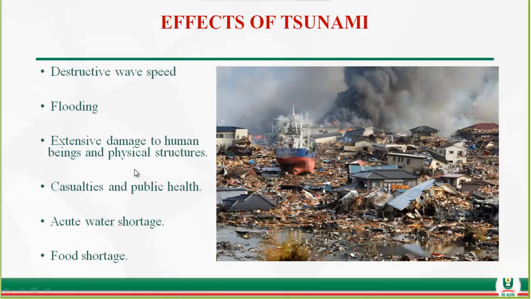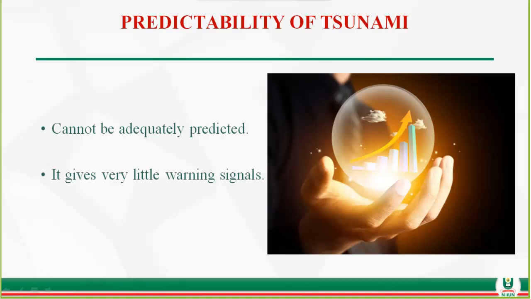So let's see how predictable tsunami can be. Is it predictable? Can people know about it before it happens? Well, it cannot be adequately predicted. That's because it gives very little and sudden warning sign. So let's now look into the vulnerability. Who are those that can fall victim, that can suffer harm from tsunami?